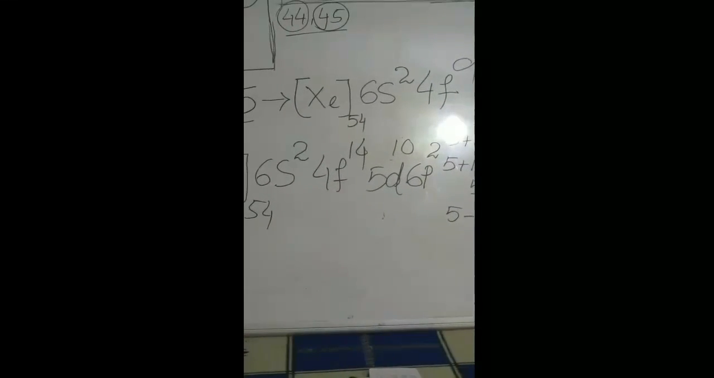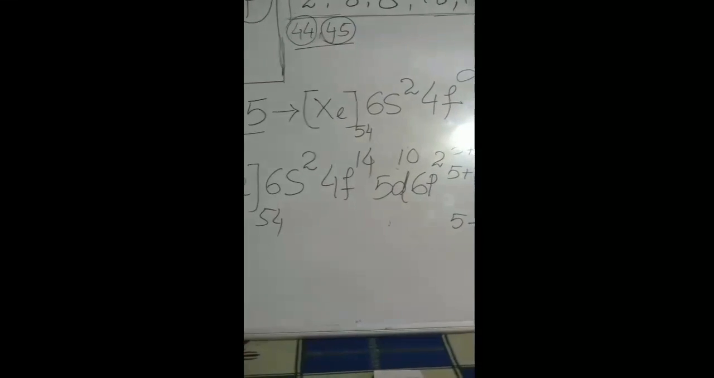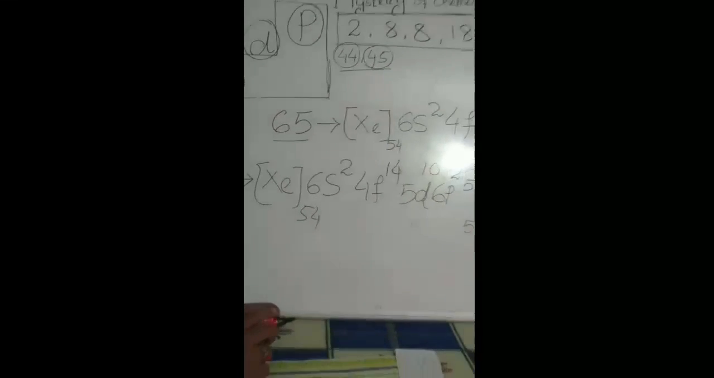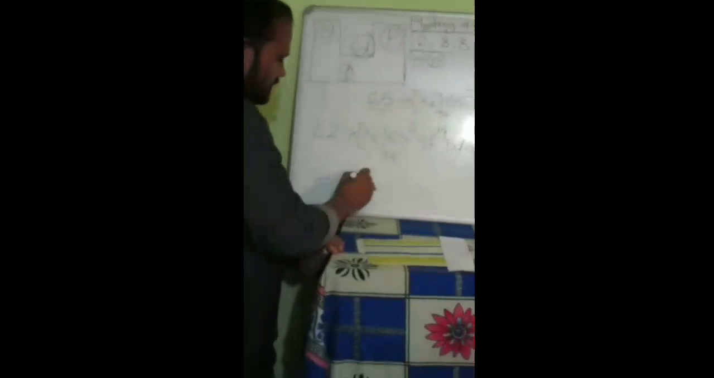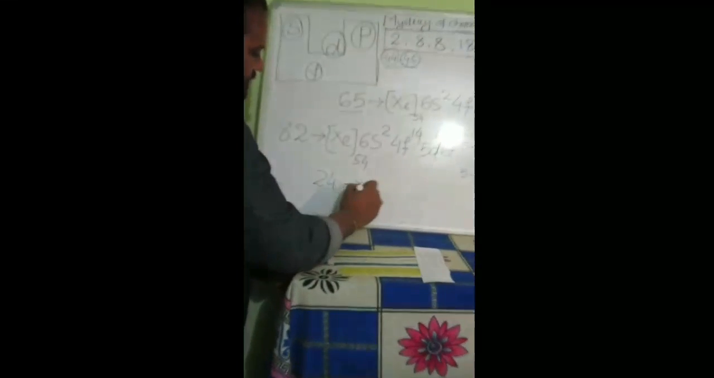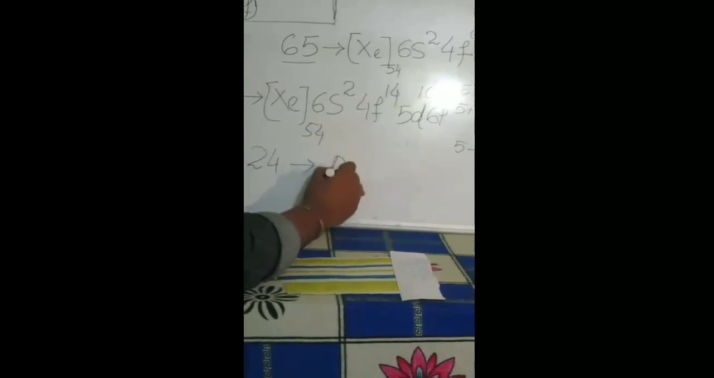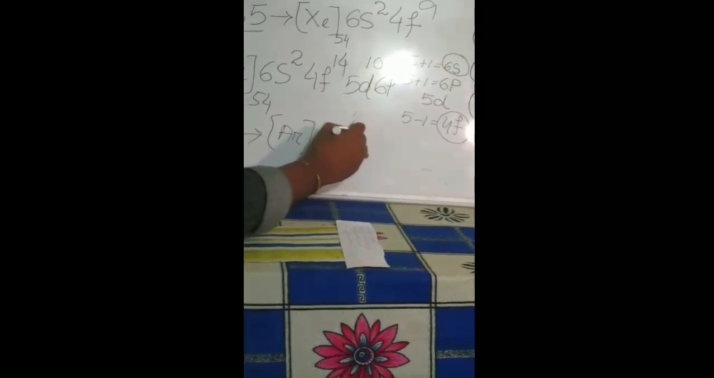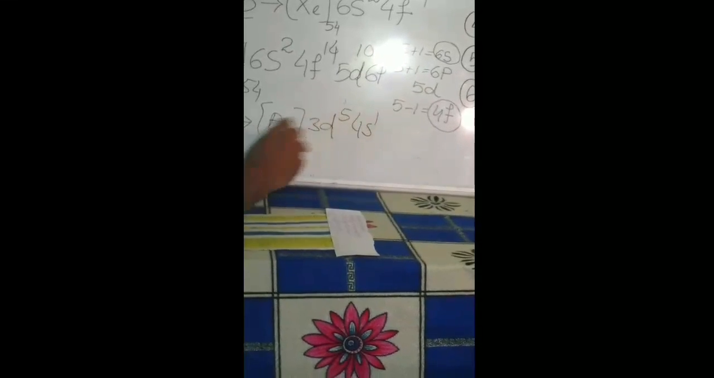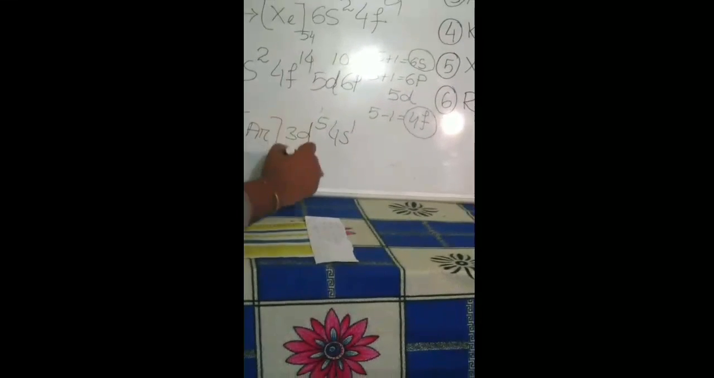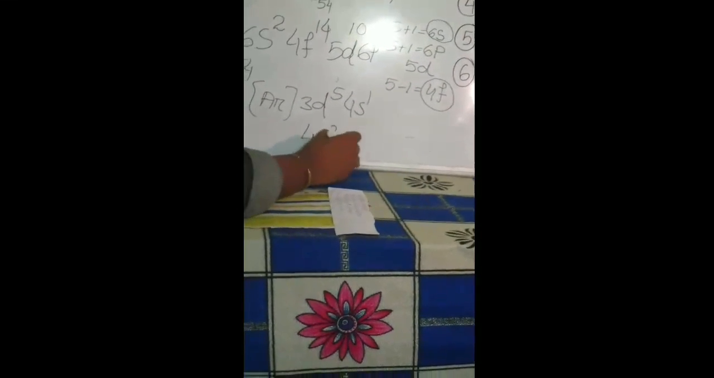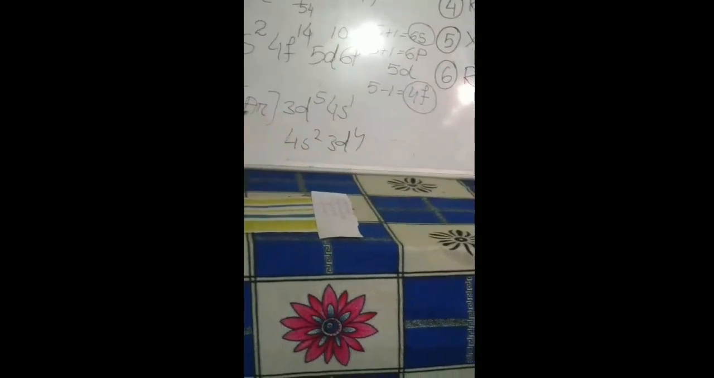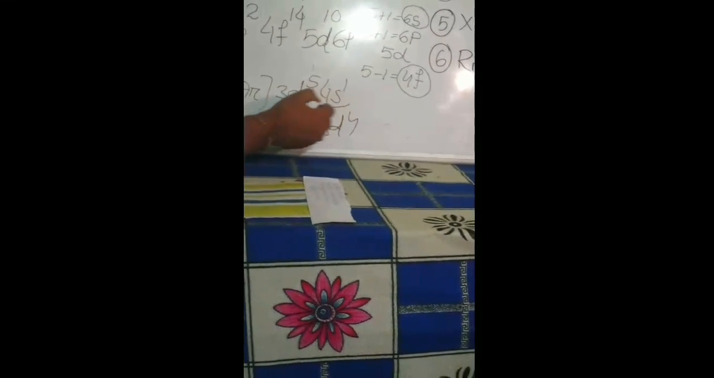So next, some exceptional cases are there. If the atomic number is 24 or 29, take 24, chromium, then we will get argon 18, 3d5 4s1. In this case, if we calculate with our formula, this one is 4s2 and 3d4. But due to the half-filled orbital, 3d5 4s1 is correct.